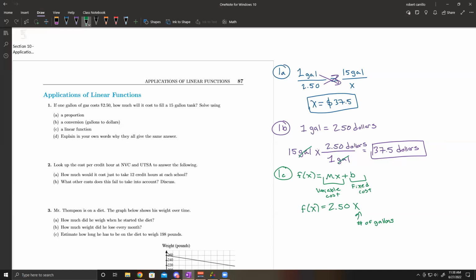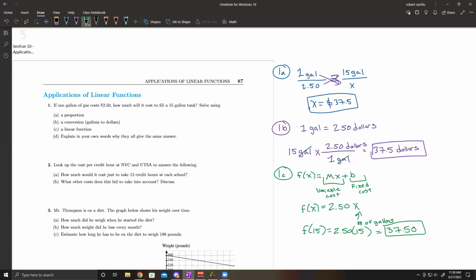Here, this is 2.50x, and what we want to know is how much it will cost to fill a 15-gallon tank. So we just plug in 15. f of 15 equals 2.50 times 15. And just like 1a and 1b above, this would be $37.50. So no matter what, if you solve it with a proportion, a conversion, or a linear function, we still get the same answer.